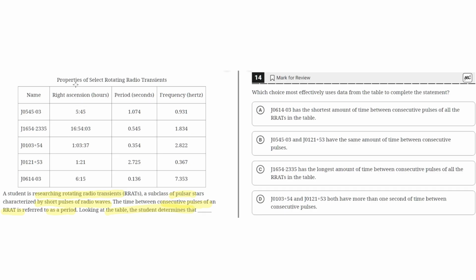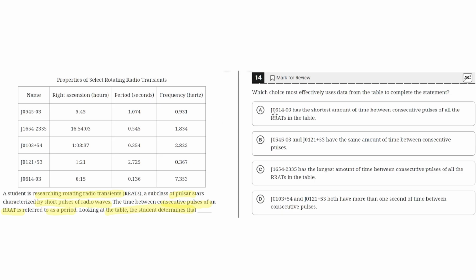Looking at this table, we can clearly see that it has 4 columns. The title of this table is Properties of Select Rotating Radio Transients. It has 5 different pulsar stars. It describes their right ascension in hours, the period, so this period would be the time between consecutive pulses of the RRAT, and the frequency. So using this information, let's look at the answer choices.